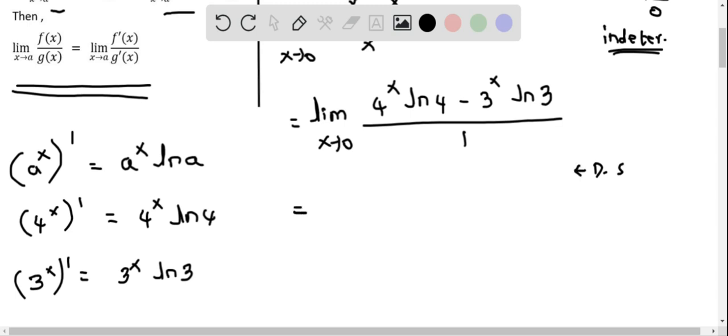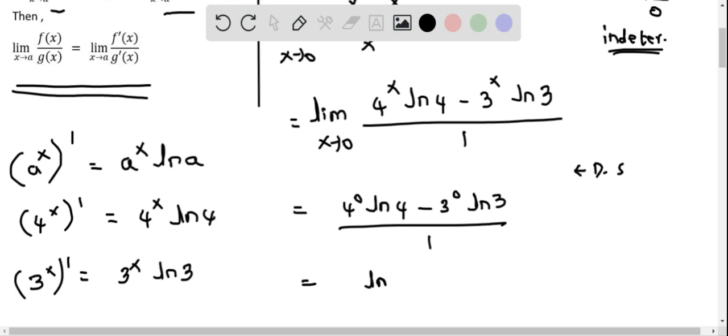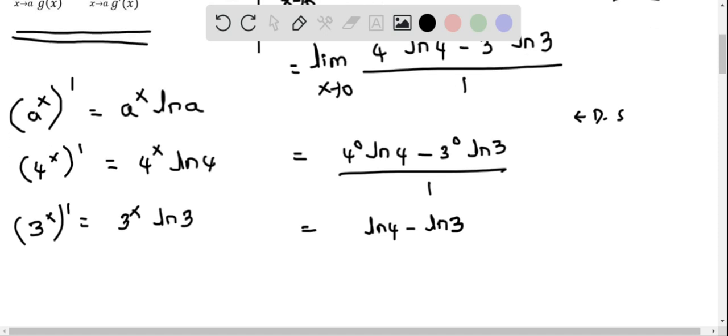And when we do that, we get 4 power 0 natural logarithm of 4 minus 3 power 0 natural logarithm of 3 over 1. 4 power 0 is 1. So this is 1 times natural logarithm 4, and 3 power 0 is 1. 1 times natural logarithm of 3. So this is natural logarithm of 3. So divide by 1, so we do not have to write it down.